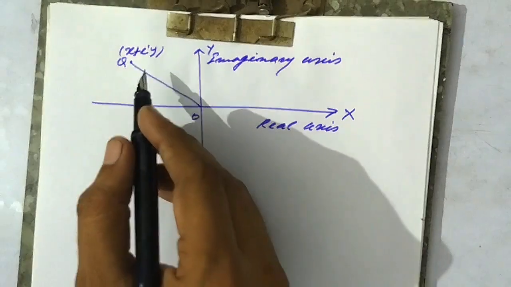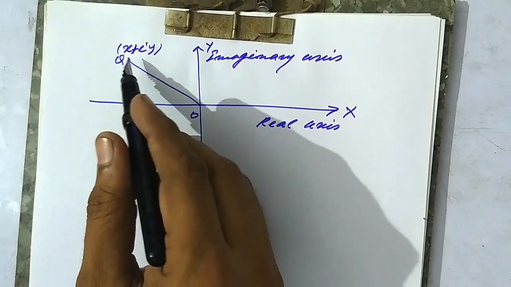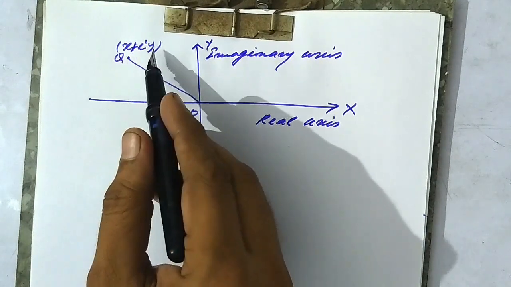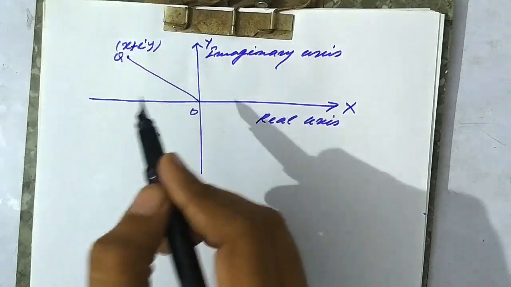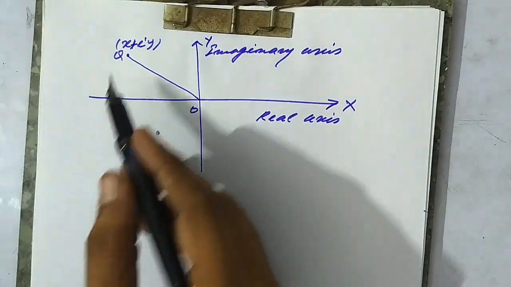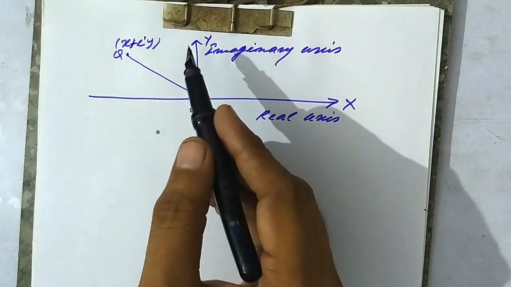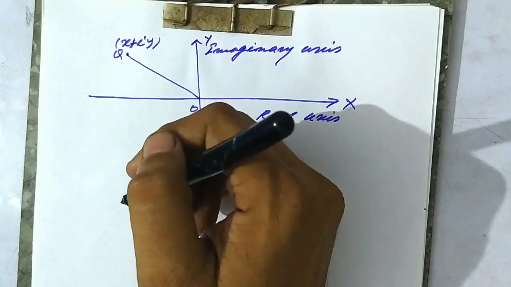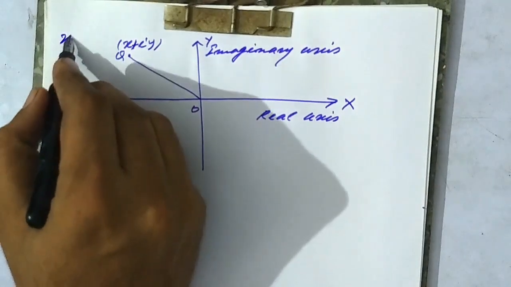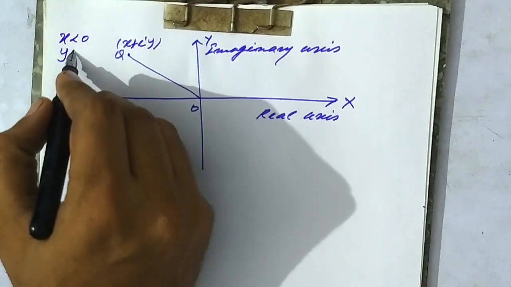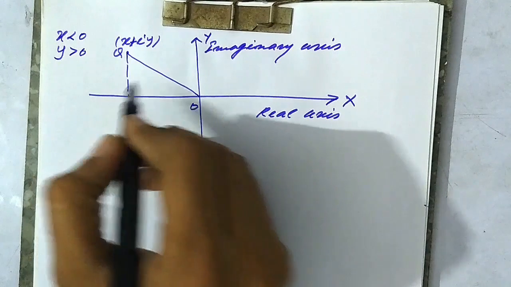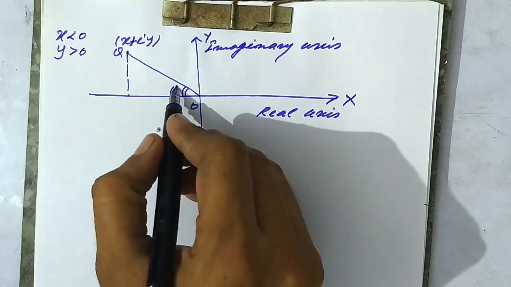Now suppose x plus iota y is in the second quadrant, that is the real part is negative and imaginary part is positive. So if x is negative, it is taken on the left hand side of the origin, and y is taken positive because it is taken above the origin. So in the second quadrant, the case is x is negative and y is positive. Then suppose this angle is theta.